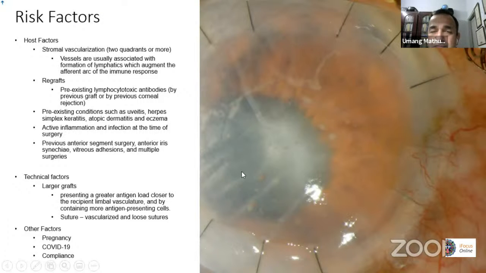And then there are other factors like pregnancy, which they say increases the risk of rejection. There are some interesting observations with COVID-19 as well. Recently, I had a patient, a doctor actually himself, and he had high markers, with CRP and D-dimers all high. And with that, he got a rejection in an otherwise quiet eye, which was doing well for the last 4 or 5 years.